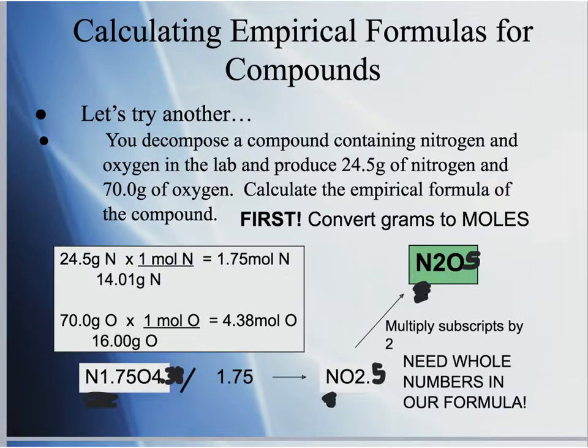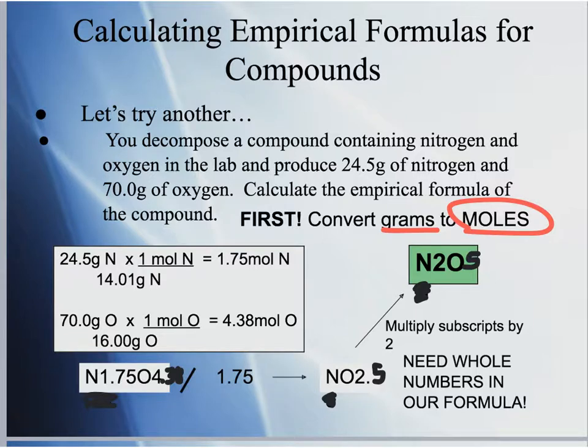All right, so here's another one. It says you decompose a compound containing nitrogen and oxygen in the lab and produce 24.5 grams of nitrogen and 70 grams of oxygen. Calculate the empirical formula of the compound. So the first thing we're going to do, remember, is we have to convert grams to moles. So the grams that we're given mean nothing right now. We need to convert it to moles first.